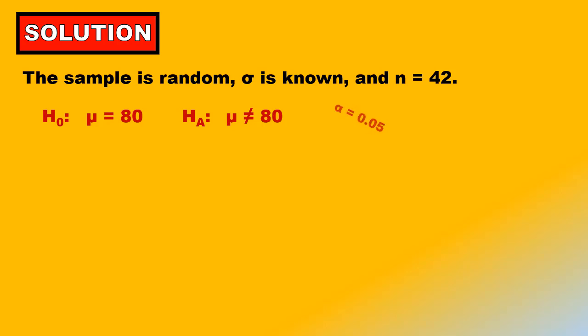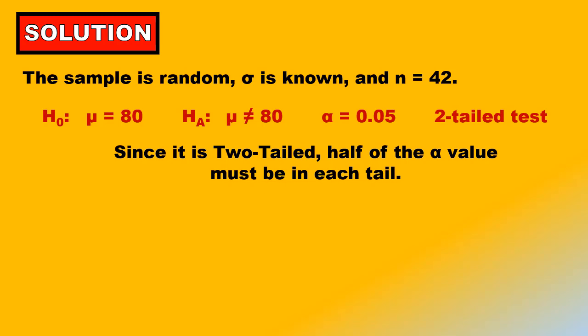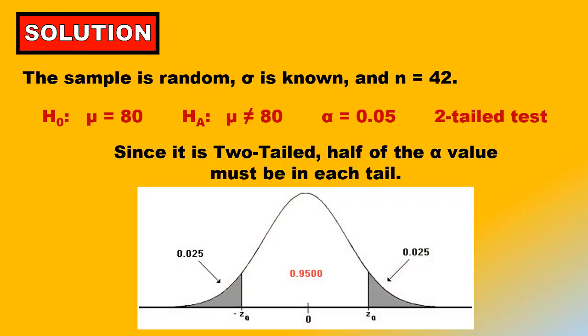And then our alpha value was 0.05. Now because the HA has a not equal to sign, this is a two-tailed test. We need half of the alpha value to be in each tail. And the alpha value is 0.05, so we're looking for 0.025 in each tail. That means we've got 0.9500 in the middle, right? Because remember, the area under the total curve is 1. So 0.025 and 0.025 in the tails is 0.05, which would leave 0.9500 in the middle.